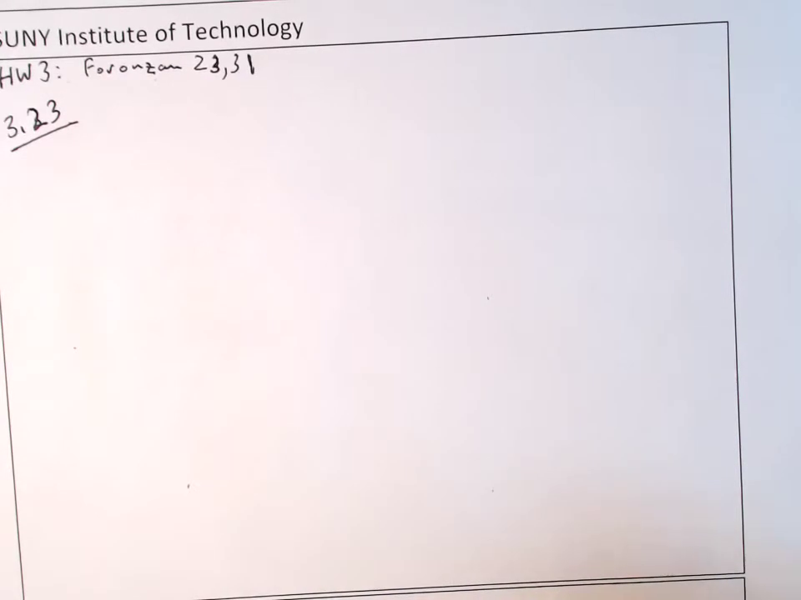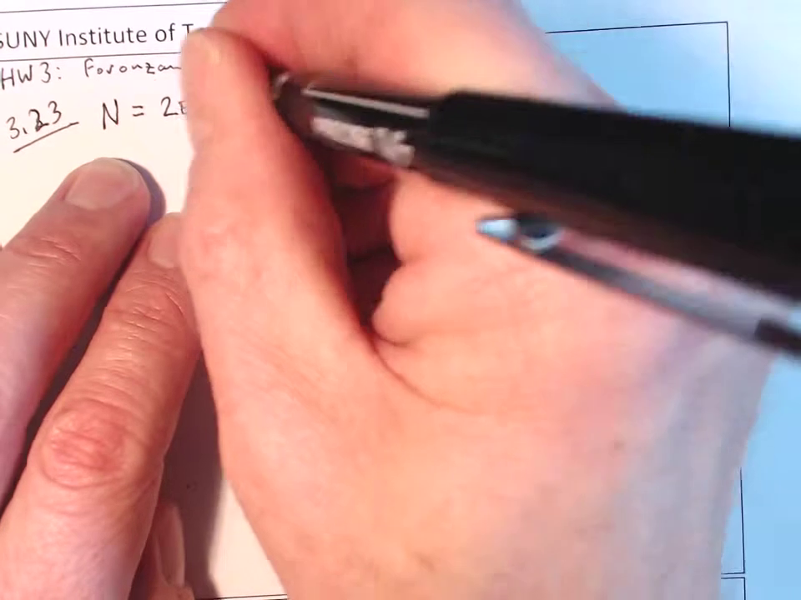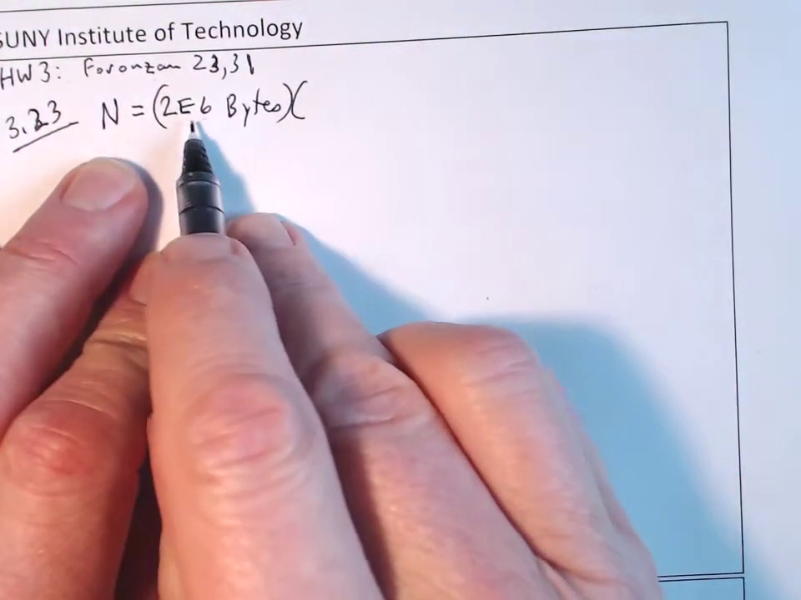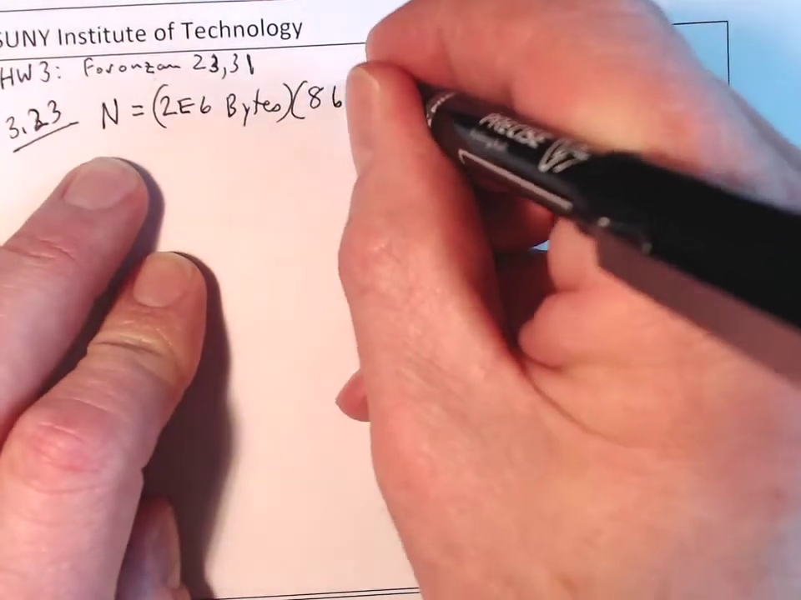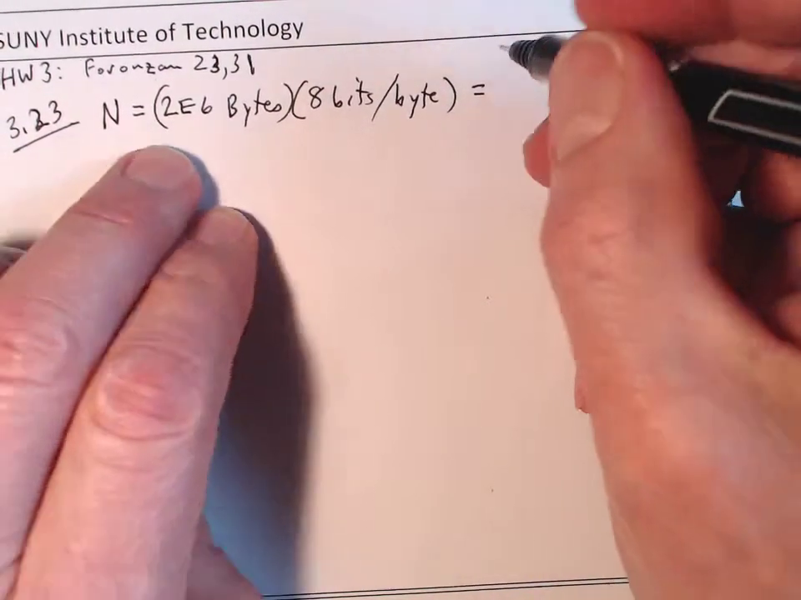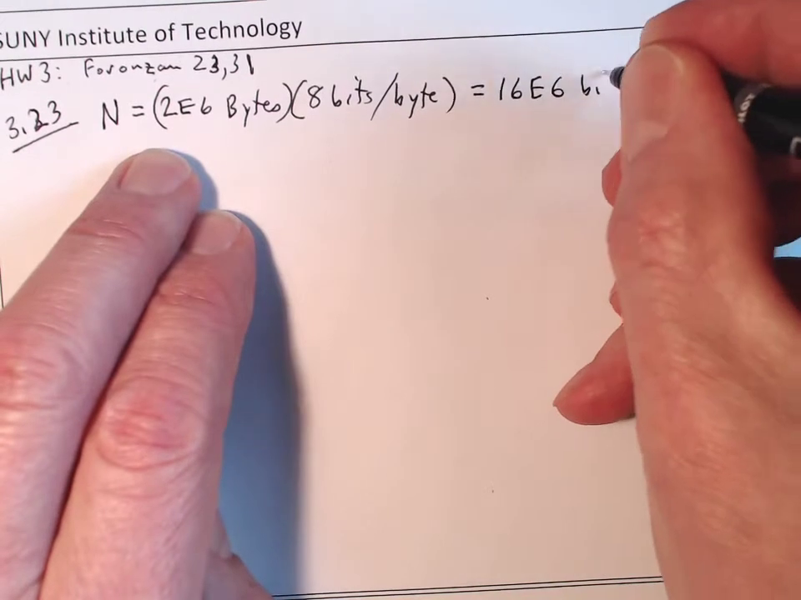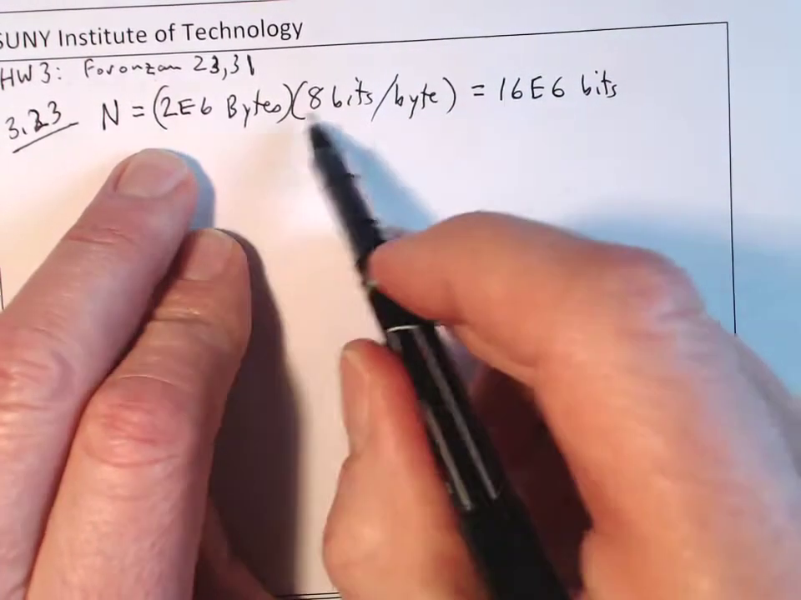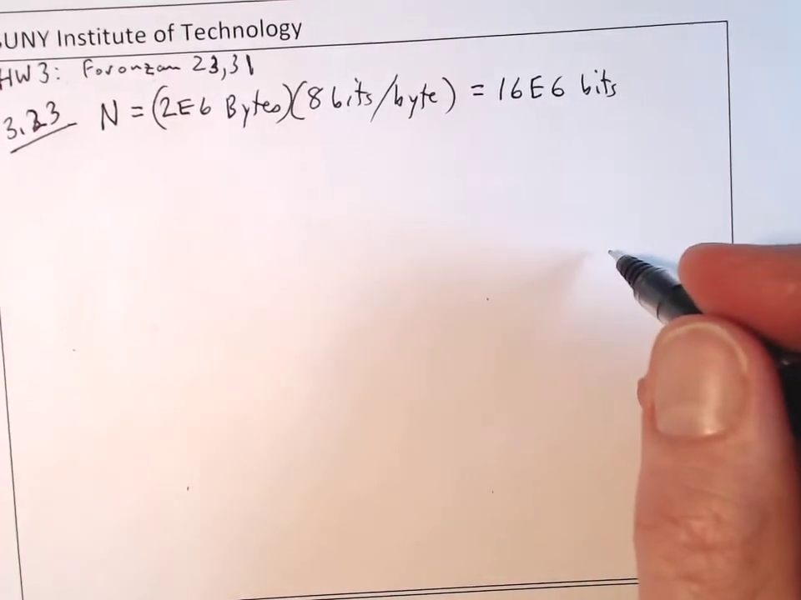We have 2 million bytes, so N, the number of bits, I'm going to say is 2 times 10 to the 6th bytes. Immediately, I'm going to put that in exponential notation, 2 million bytes, and I'm going to write 8 bits per byte. And I'm going to immediately convert this into 16 million bits: 16 times 10 to the 6th, 2 times 8 is 16, and the E6 stays. So that's the first thing I'll do.